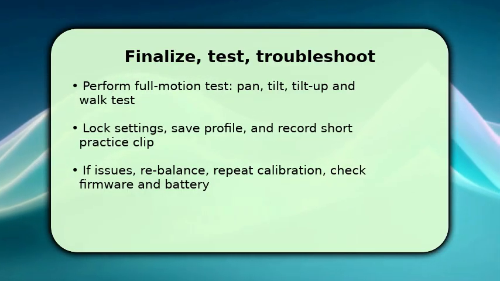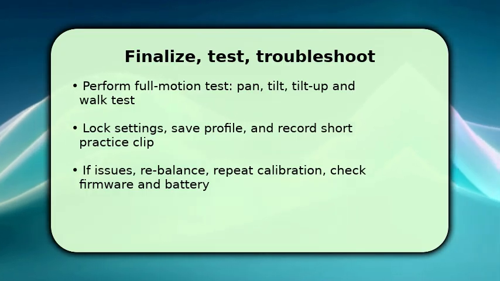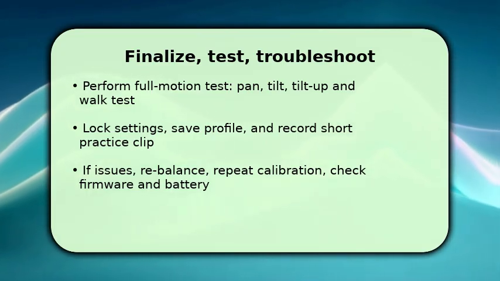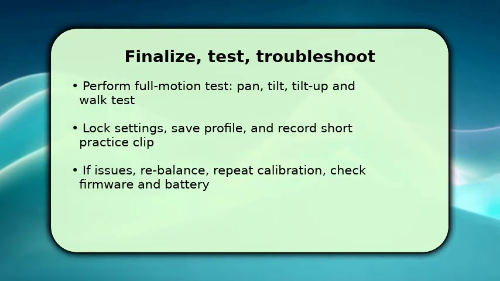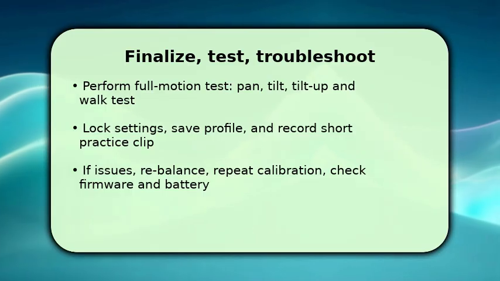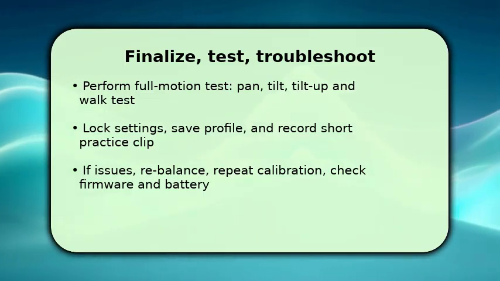If you encounter wobble or unexpected locking, recheck balance and repeat the calibration. Make sure firmware and battery voltage are stable because low power causes motor hiccups. If problems persist, reduce follow speed and increase smoothing temporarily while you isolate the cause.